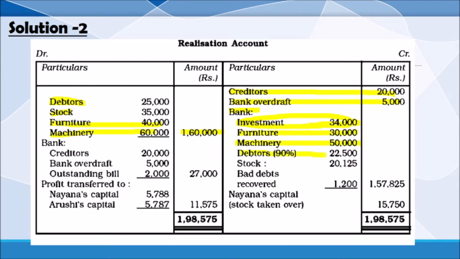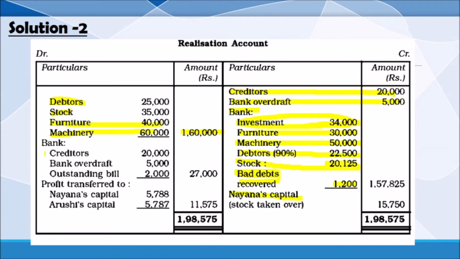Debtors 90 percentage realized 22,500. But remember, stock 10,000 the realized value, 20,000 on 25. And bad debts recovered. Bad debts recovered means we are getting back the amount of bad debt. That shows the value of asset. So recovered value will be added. But if there is any additional bad debt, it will be deducted from debtors. And some part of the stock was taken over by Naina. That is Naina's capital account.